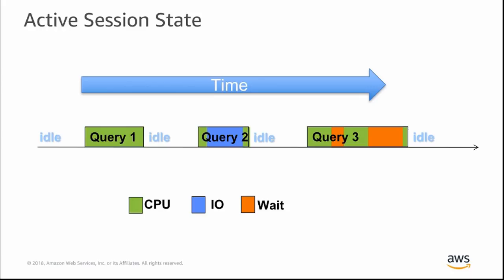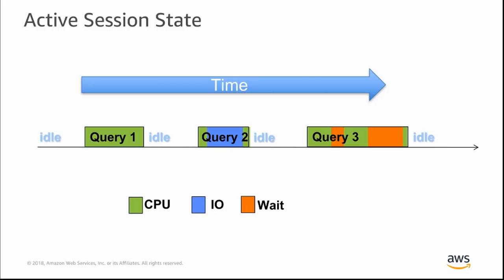And in the third query, we come in and run on CPU. Then we have to wait for some internal database resource. Once we get the resource, we start running on CPU again. Then we wait for some other database resource again, and then finally run some CPU and return our result set.